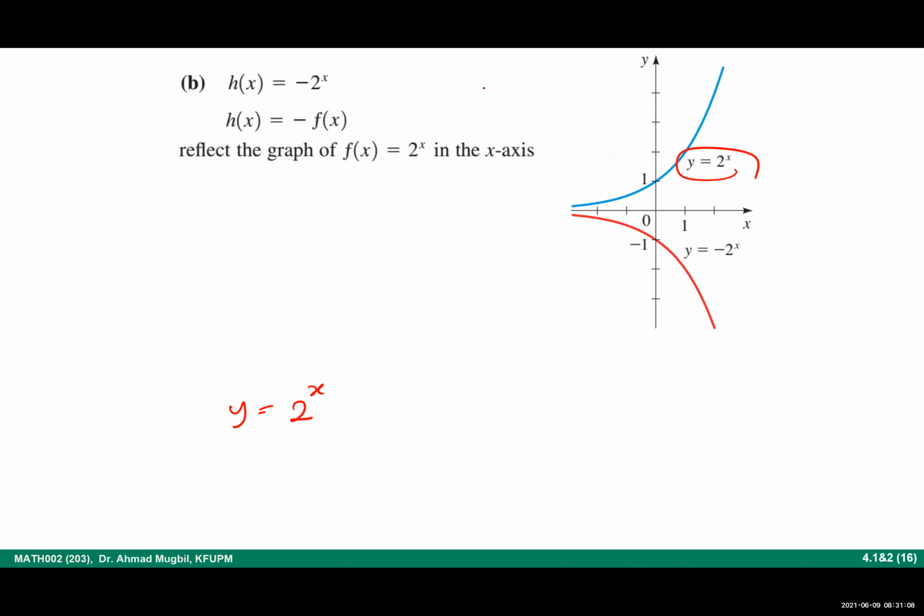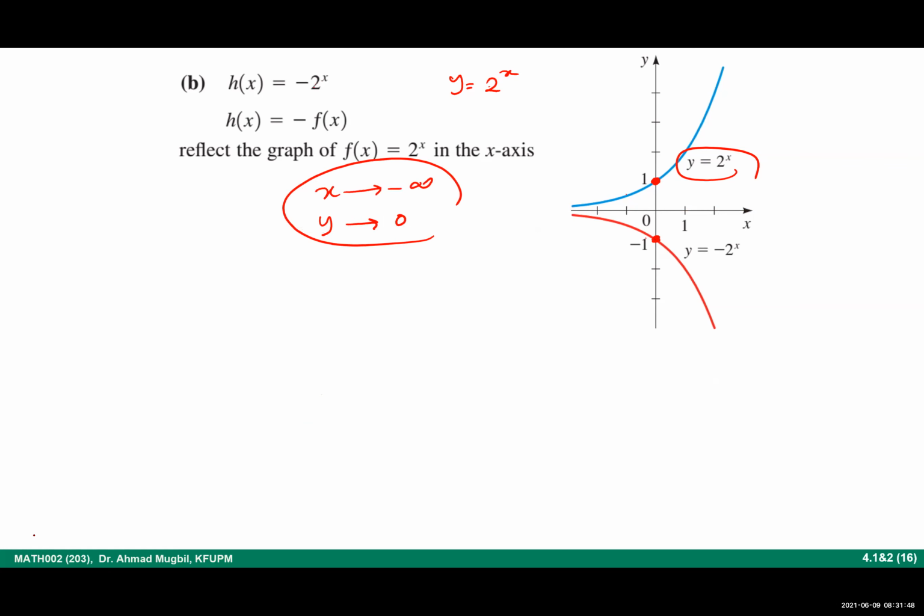When x is 0, you will have 2 to the power 0, which is 1. But for the negative function, it will be negative 1. So this point will be here: instead of being (0, 1), it will be (0, negative 1). Now, the horizontal asymptote: when x goes to negative infinity, y goes to 0. So the horizontal asymptote is still the x-axis. You will just make a mirror here. Draw this one and flip it down in the same way of reflection. Great.